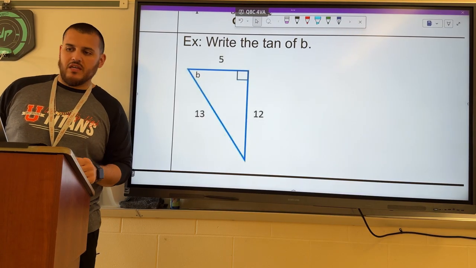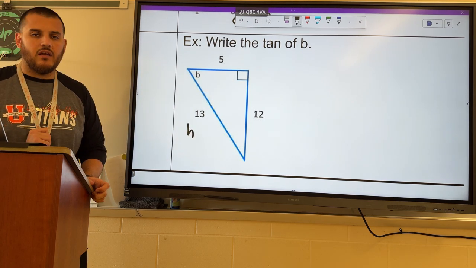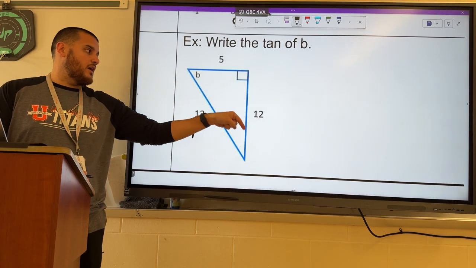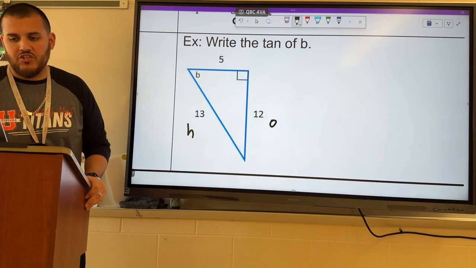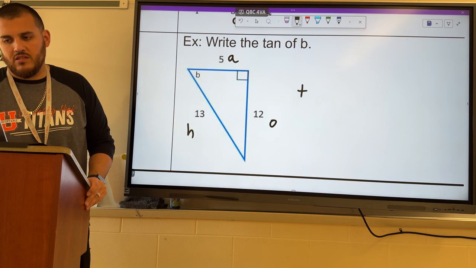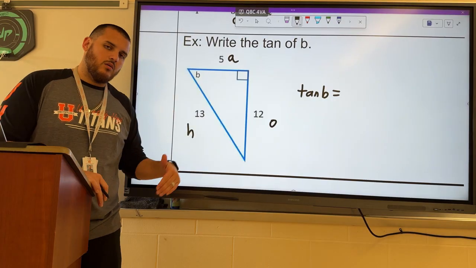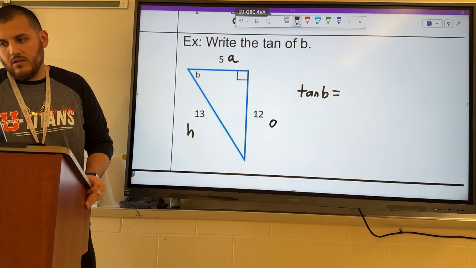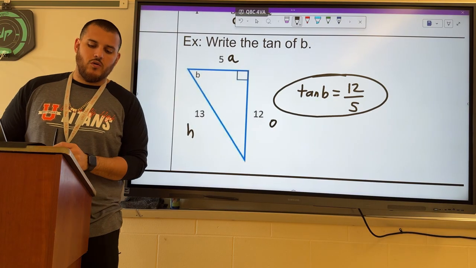Hopefully you started with labeling. Our right angle's here, that makes 13 our hypotenuse, opposite of the right angle. Our 12 would be our opposite side here, because that is across the triangle from our given angle where our b is. And then that 5 would be our adjacent leg. And then we can write our ratio from there. Tangent of b equals, again, SOHCAHTOA, TOA. Tangent is opposite over adjacent, 12/5. It's our tangent ratio for b.